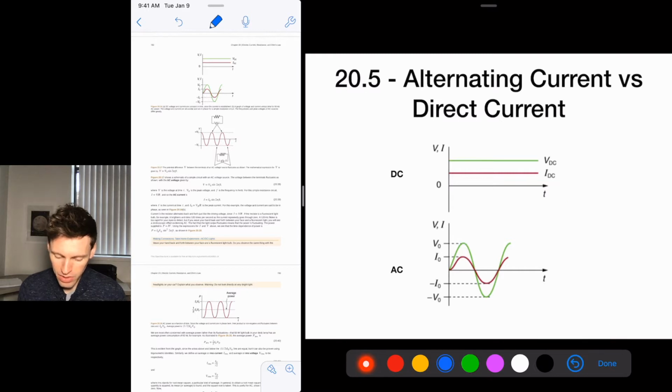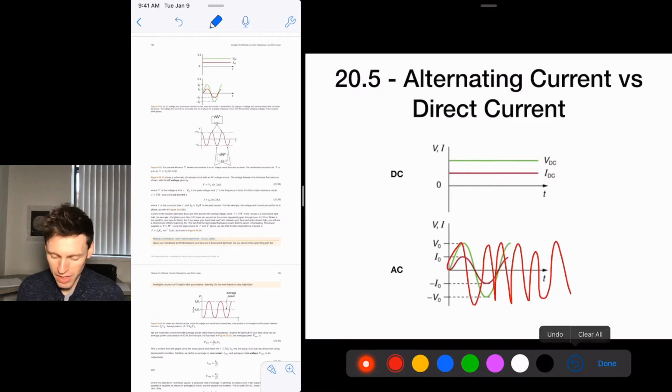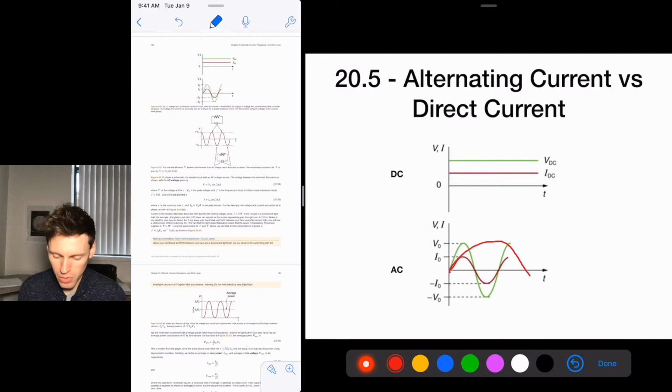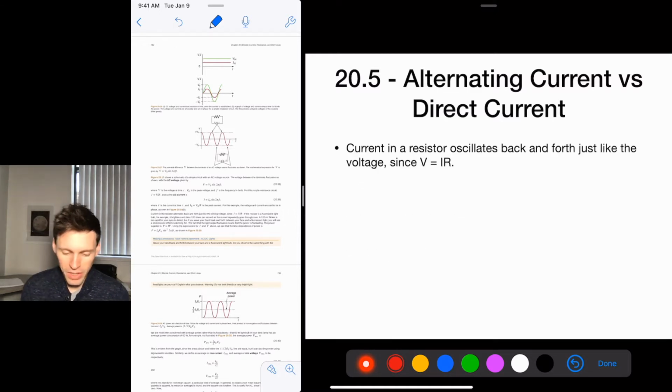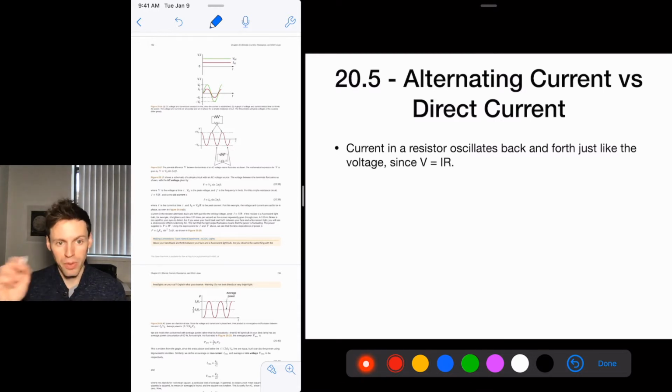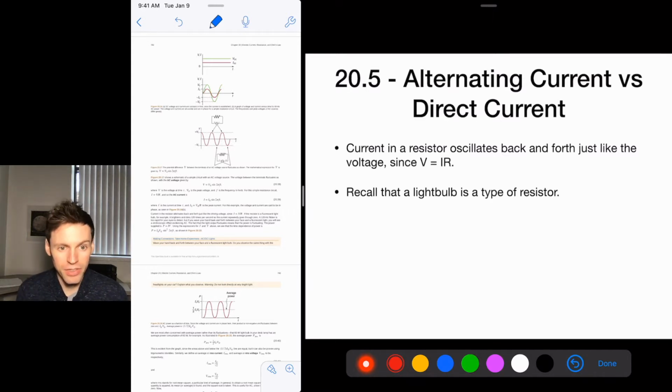This graph here is sine of 2 pi ft. If our frequency is higher, the wave will be closer together like that. If the frequency is lower, it's going to be more like that. You just change f and you can change the shape of your graph. Current in a resistor oscillates back and forth just like the voltage does, and V equals IR, you can calculate that. A light bulb is a resistor.